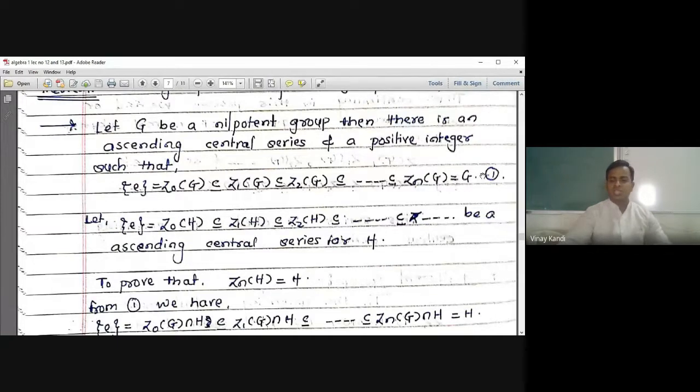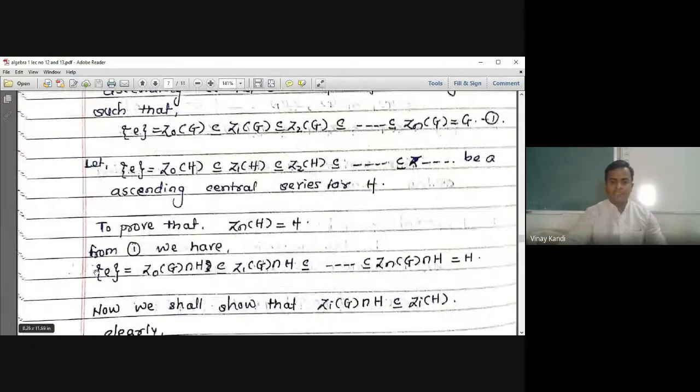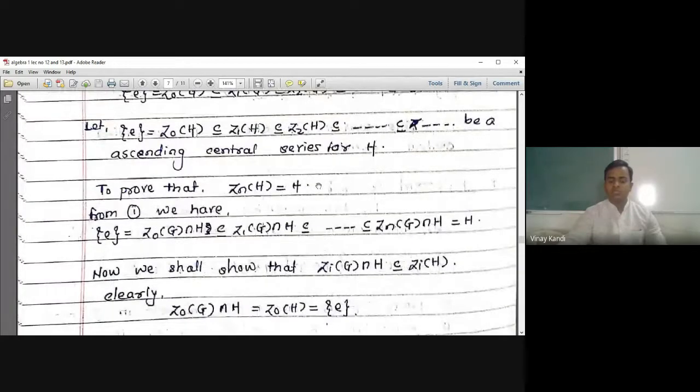Take H as any subgroup of G, and we assume singleton E is equal to Z naught of H, which is contained in Z1 of H and so on, be the ascending central series for H. We have to prove that a subgroup of a nilpotent group is nilpotent. That is, we have to prove that there exists a positive integer n such that Zn of H is equal to H.